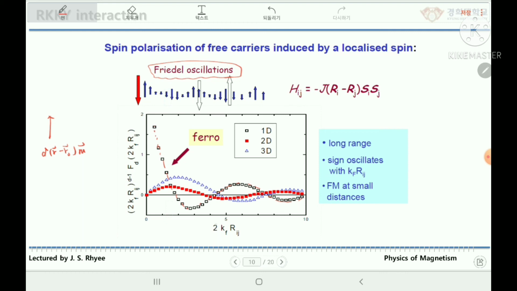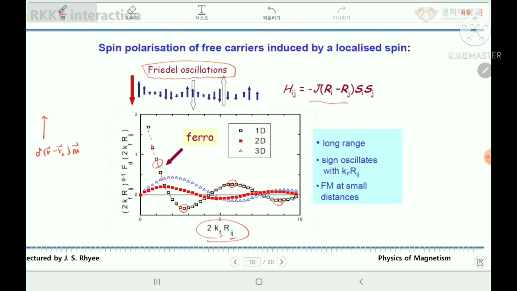In the plus region, kF means the Fermi wave vector, and R means the distance between ion I and ion J. The sign oscillates between plus and minus with respect to the distance between the two ions. The minus sign means a minus J value, which is an antiferromagnetic interaction, and the plus sign means a ferromagnetic interaction. Therefore, whether the interaction is ferromagnetic or antiferromagnetic depends on the distance between the two ions, resulting from the Friedel oscillation. That is why one material is ferromagnetic and another shows antiferromagnetism. It can be interpreted very well in terms of the Friedel oscillation.